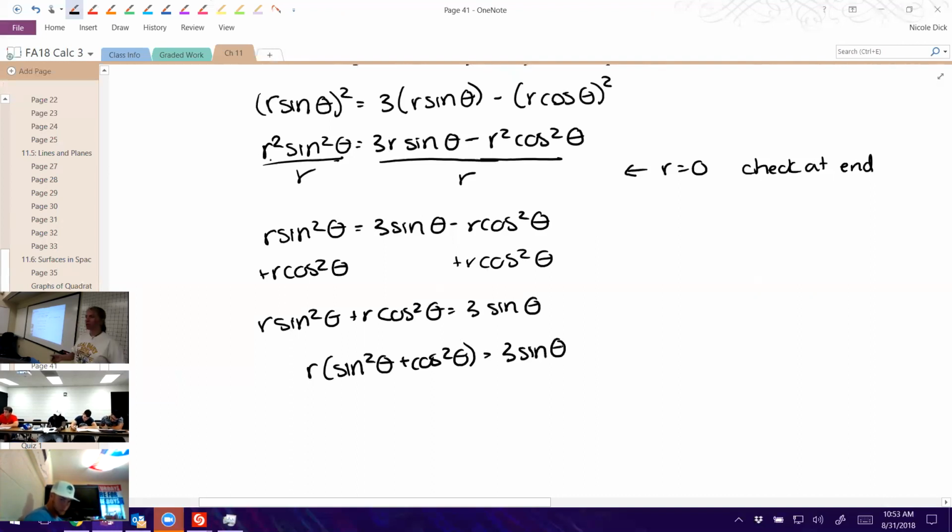Okay, sine squared theta plus cosine squared theta just equals 1. R times 1 is just r, and that is where we go. That is what we're looking for right there. So I can now see the other way around.